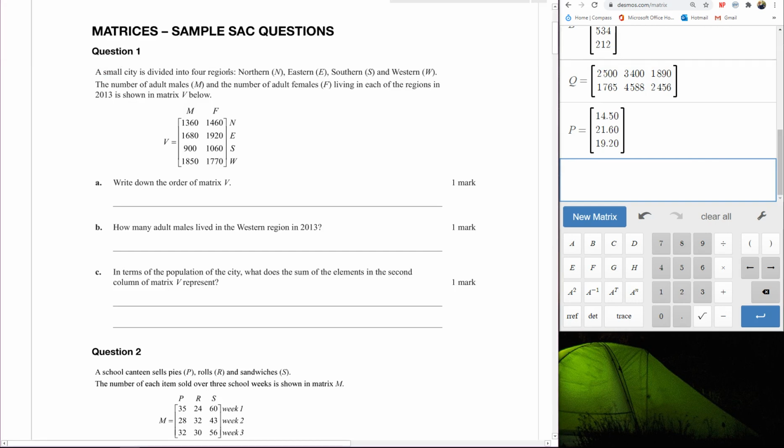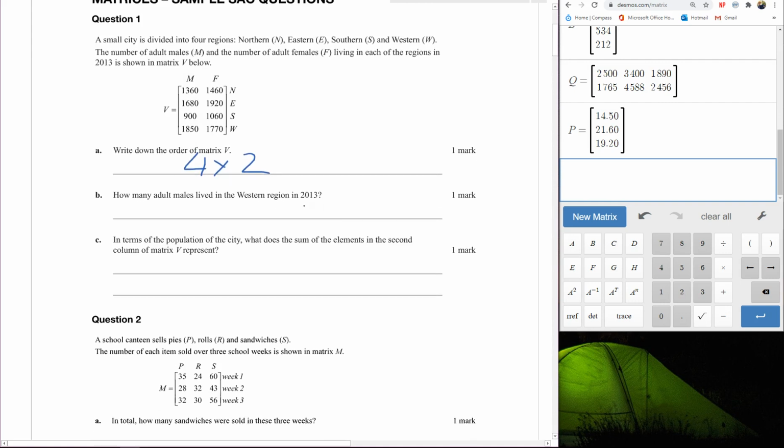A small city is divided into four regions: north, east, south, west. So NESW. The number of adult males and number of females living in each region in 2013 is shown in this matrix below. So this column has all the males, this column has all the females, and the rows tell you the areas or the sections. So north, east, south, west. And there's your matrix. If you look at the order, the first question is what's the order? So what's the row and columns? It is a 4 by 2 order matrix. It's 4 by 2. Easy.